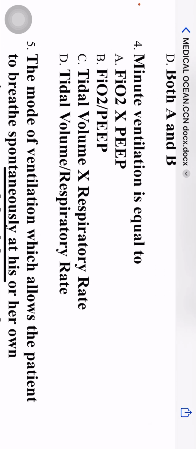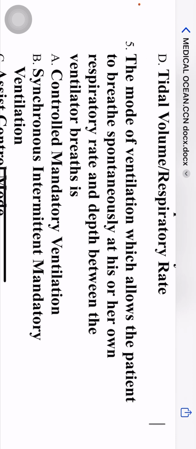Question 4. Minute ventilation is equal to what? FiO2 multiplied by PEEP, tidal volume multiplied by respiratory rate, or tidal volume divided by respiratory rate. Which one of the following is correct? Minute ventilation is equal to tidal volume multiplied by respiratory rate. Option C is the correct option.